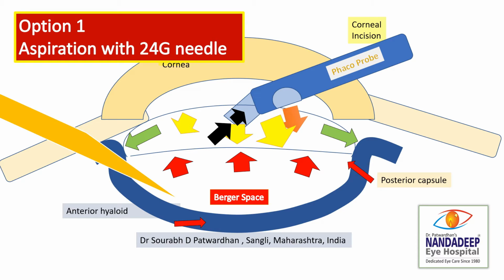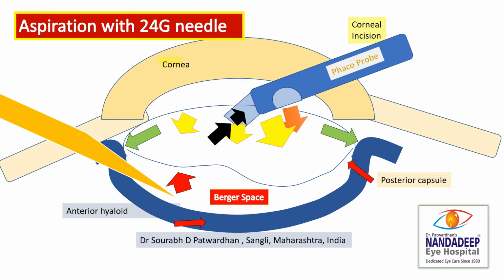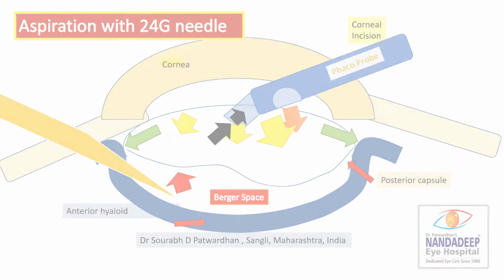So option number one is to aspirate this retrolenticular fluid by using a 24 gauge needle through the pars plana route. For this, we have to be careful that the needle is exactly in the Burgess space. But many times, the vitreous may get entangled in this 24 gauge needle and may result in vitreoretinal traction.